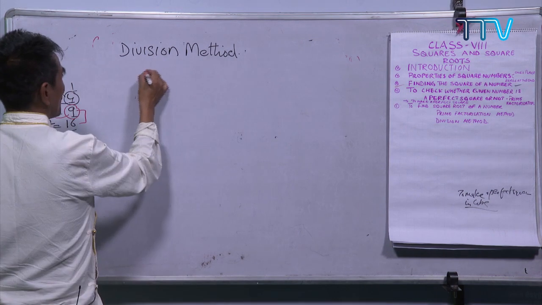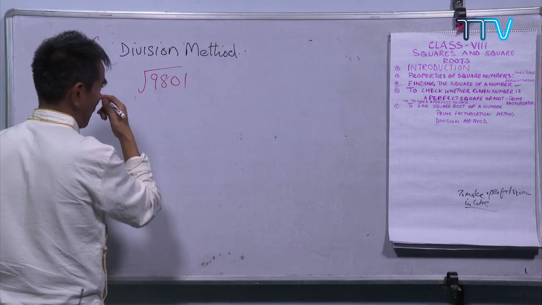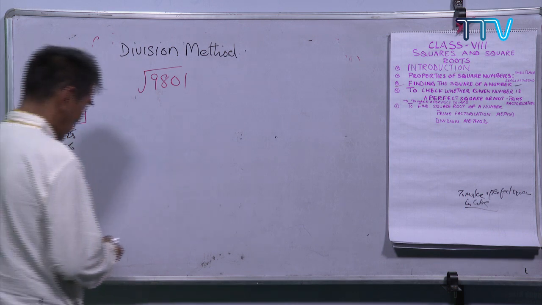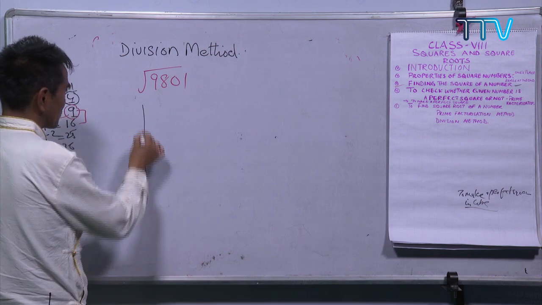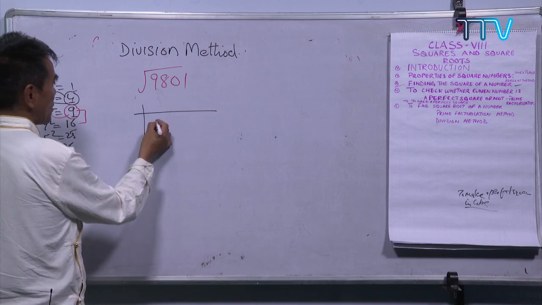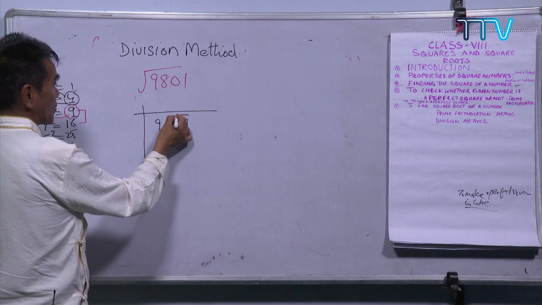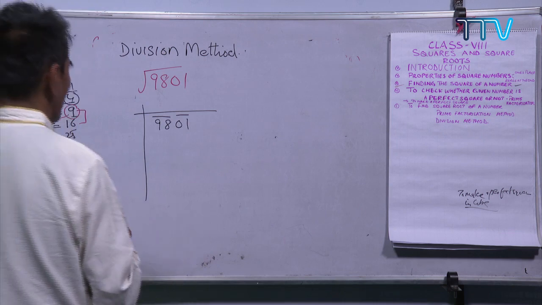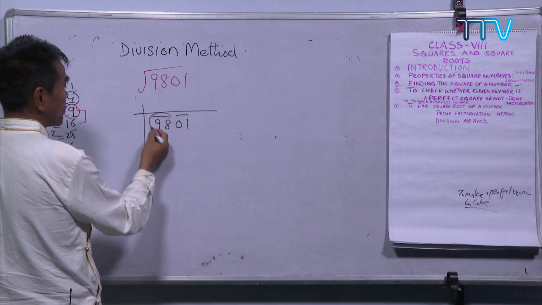Now find the square root of 9801. First step, put bars: 9801, starting from the one's place, taking 2 digits at a time. The first bar has 98.